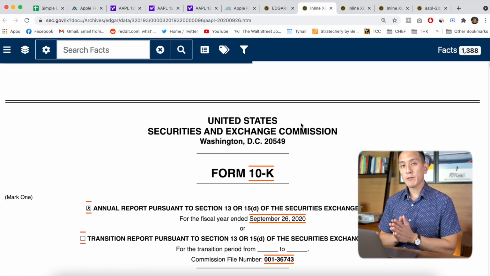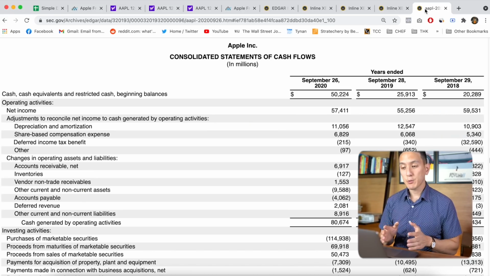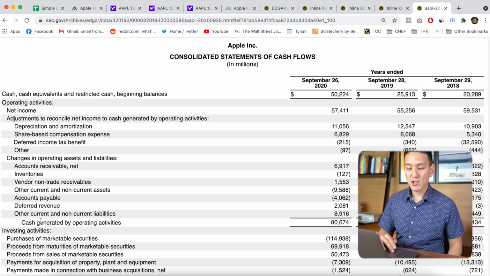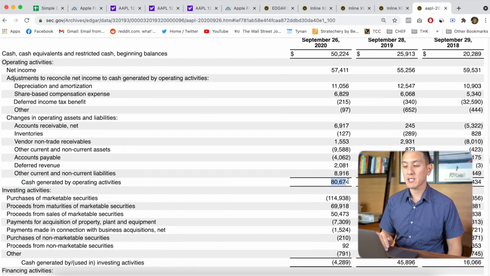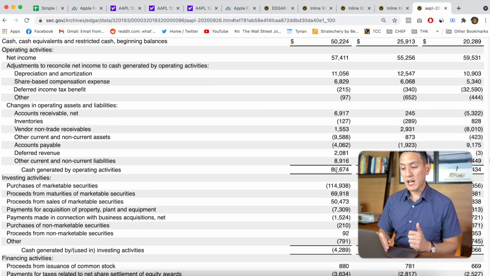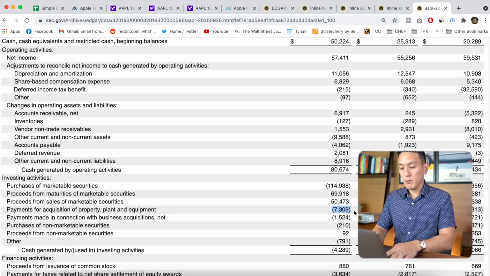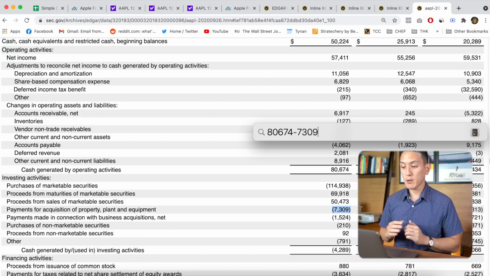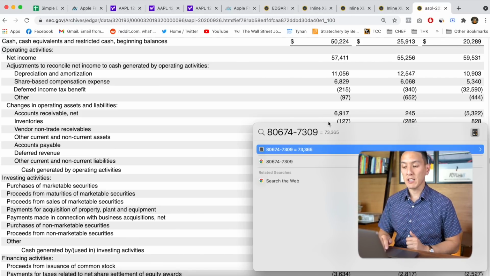Once you get in there, you want to look for the consolidated statement of cash flows, which I already have pulled up right here. And the line that you're looking for is the cash generated by operating activities. That's their cash flow. So it's about $80.67 billion. Then you want to subtract the total capital expenditure. That's payments for acquisition of property, plant, and equipment, otherwise known as PPE. What's interesting here is that if you take their cash flow, which is $86.74 minus $73.09, which is the PPE, you get the same result as earlier, which is $73.365 in cash flow.